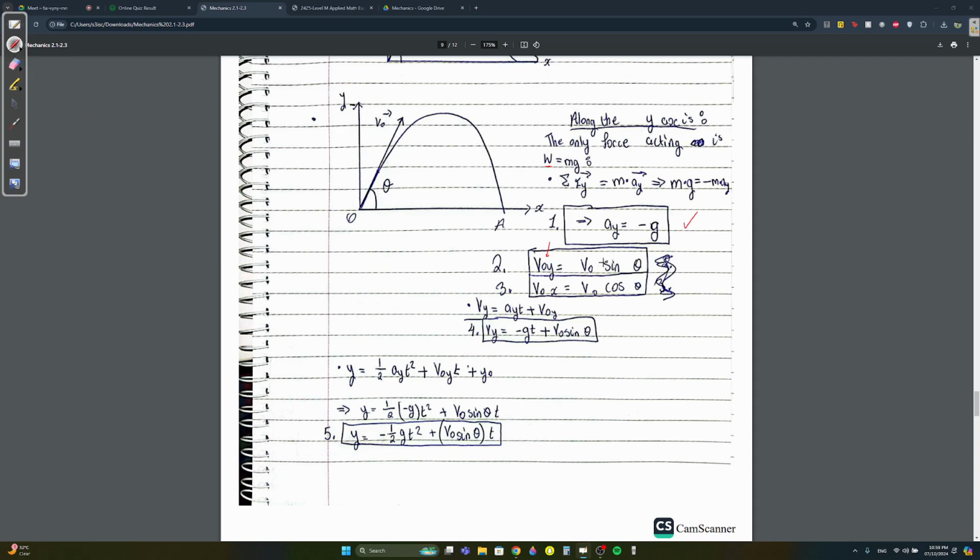The second ones are also very easy. v naught y is equal to v naught sine theta, and v naught x is equal to v naught cosine theta. Let's help you understand this. Let's say you start, this is your v naught, the arrow. I want to find the x component of it, v naught x, and I want to find the y component of it, v naught y.